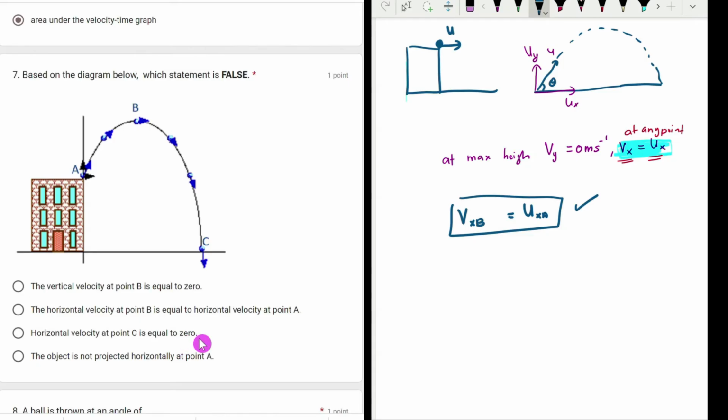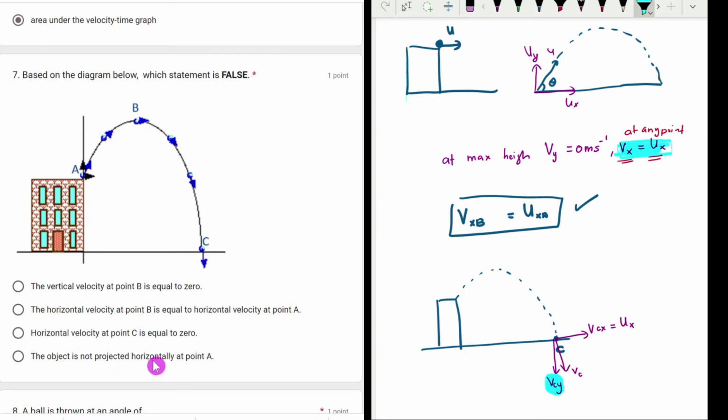Bila objek, ni tadi kita tengok, kita lukis sekejap. So when the object reaches point C, dia akan ada macam ni lah, VC, and then this is VCY and VCX. Okay, VCX is always equal to UX, but for VCY, the vertical velocity at point C is not equal to 0. Kita kena kira nilai ini, VCY yang saya highlight dengan warna biru. So dia tidak boleh equal to 0 lah. So ini jawapan yang salah.